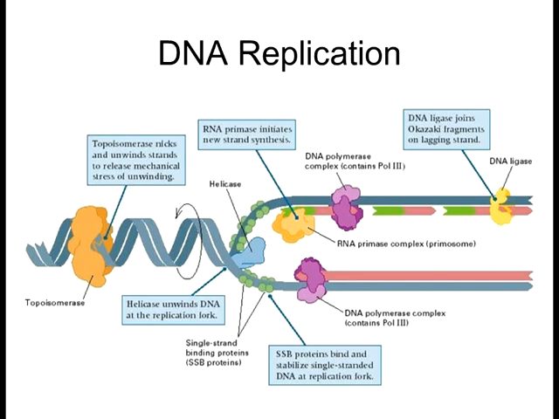Same thing here. You had one start go this direction, but then as this opens up, it's got to keep going back towards here. So what ends up happening is you get these fragments that need to be connected together. That's where the ligase comes in and will basically finish that last covalent bond off between those. So that in the end, when all is said and done, you're going to have two new DNA strands that are carbon copies of each other, unbroken, and these will be the two new double helixes.